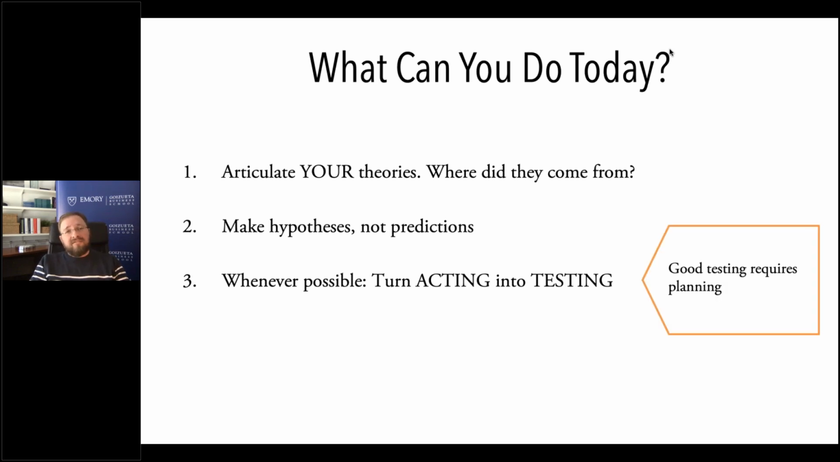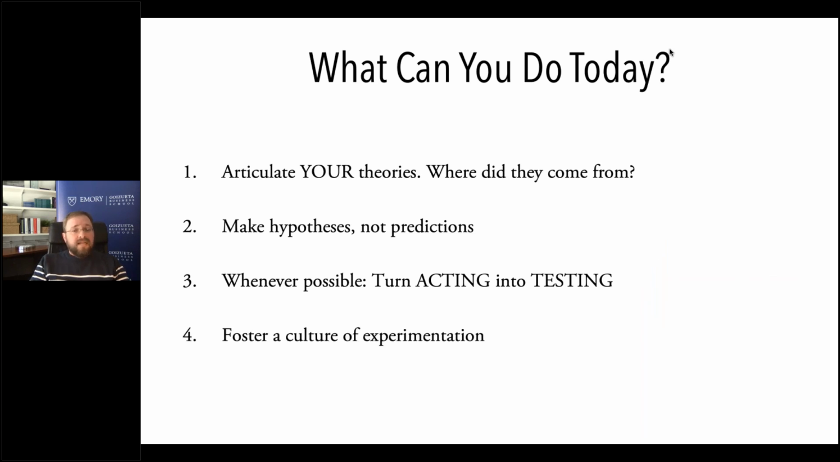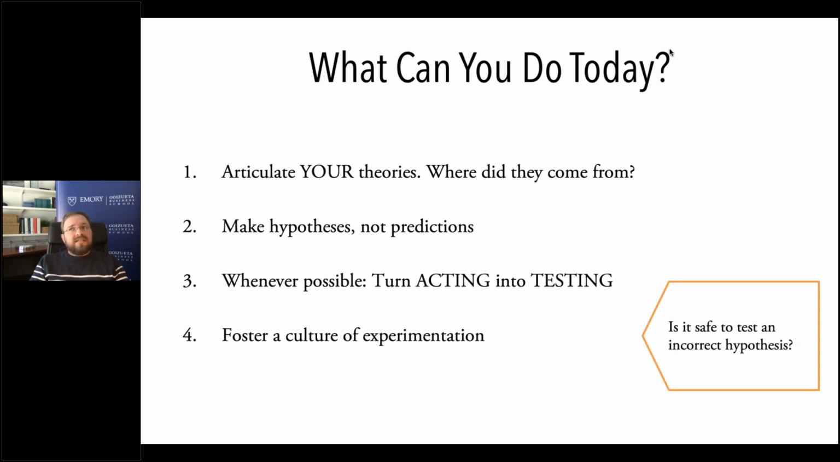Good testing hardly ever happens by accident. It usually requires a lot of planning in order for it to work well. And then finally, foster a culture of experimentation. Primary among the characteristics of a good culture of experimentation is freedom to be wrong. So if we make a hypothesis, hypotheses are intended to be falsified. We are looking for evidence that the hypothesis is not true.